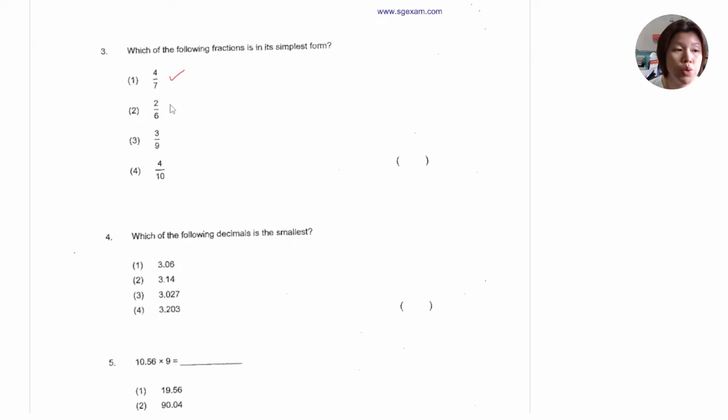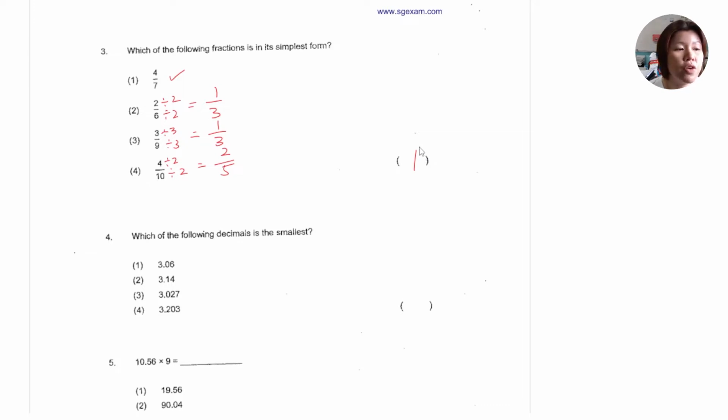So let's move on to 2. It can be divided by 2. So it will give you 1 over 3. And the third one can be divided by 3. It will give you 1 over 3. And number 4, it can be divided by 2. So it will be 2/5. So that means number 1 is the correct one.